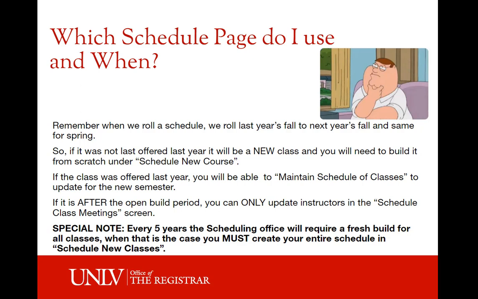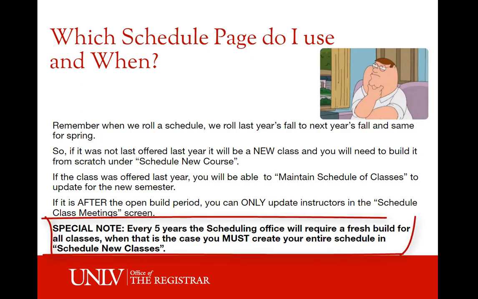If a course was not offered the previous year, or a new course was approved in Curriculog, you will need to use the Schedule New Course page to construct your new course. If the class was offered last year, and there were no curriculum changes after the schedule was rolled, then you can use the Maintain Schedule of Classes page to update the class for the new term. Once the open build period ends, updates to instructor information must be made on the Schedule Class Meetings page.